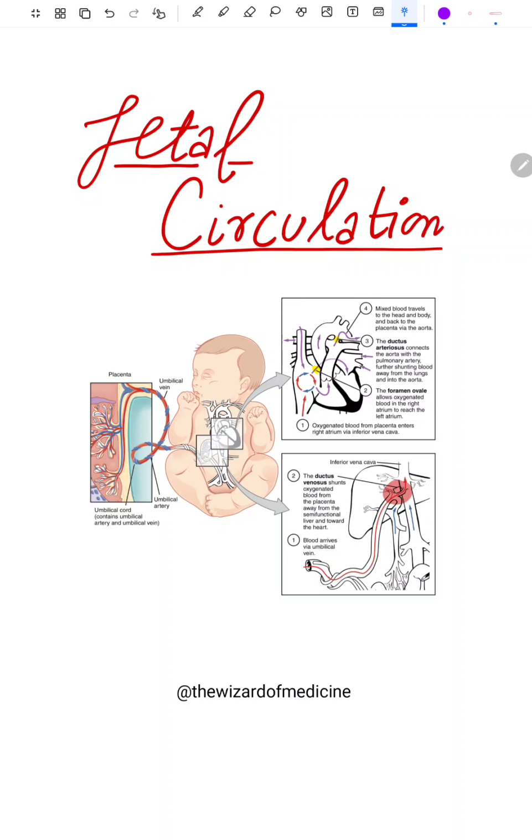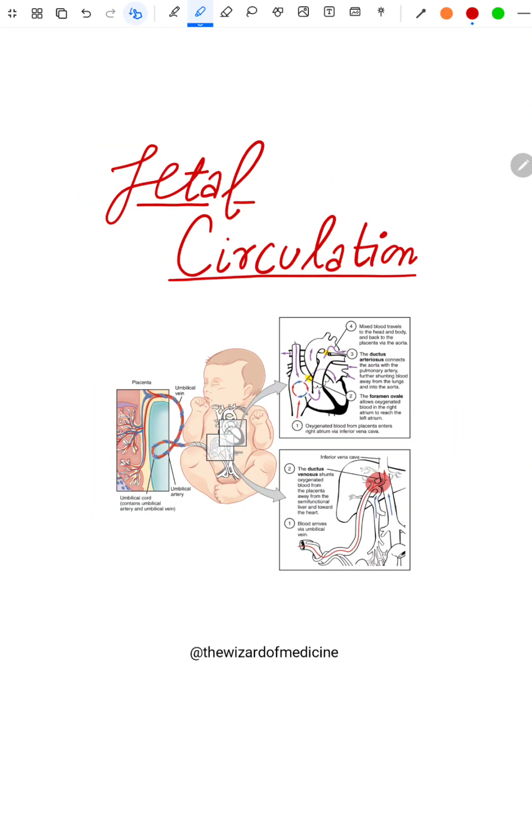Let me just quickly revise again. The blood from the umbilical vein, the oxygenated blood, bypasses to the inferior vena cava via this shunt, the ductus venosus. From the inferior vena cava, blood reaches the right atrium, and then 2/3 of the blood reaches the right ventricle and 1/3 reaches the left atrium. The blood that reaches the right ventricle will enter the pulmonary trunk, which will bypass to the aorta via this shunt called the ductus arteriosus.